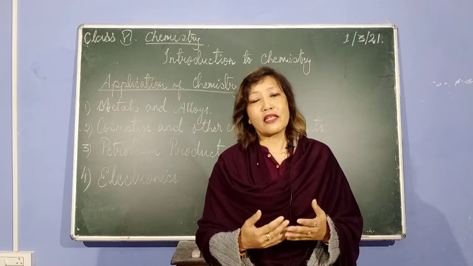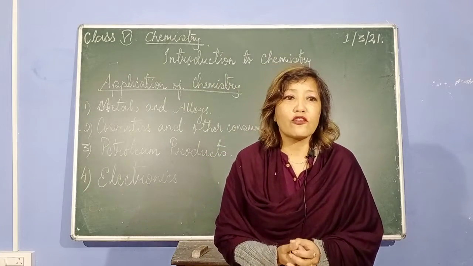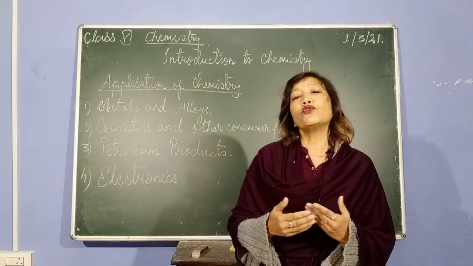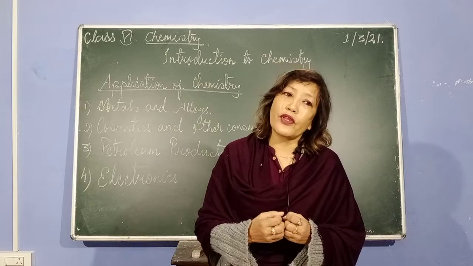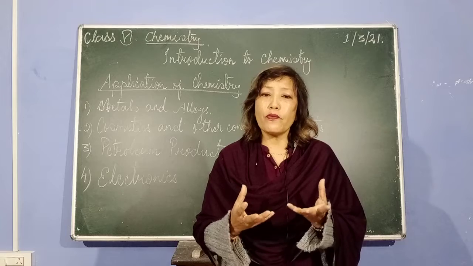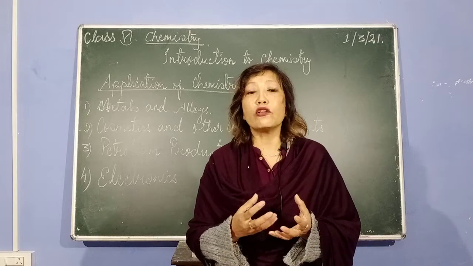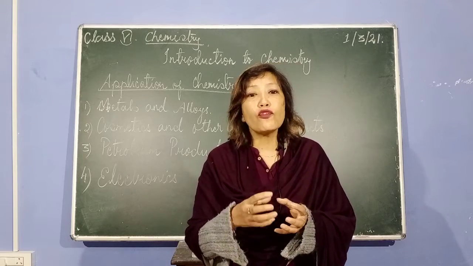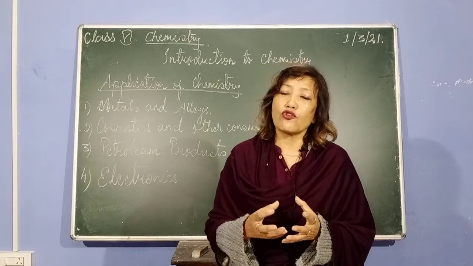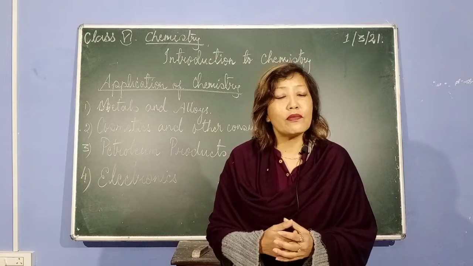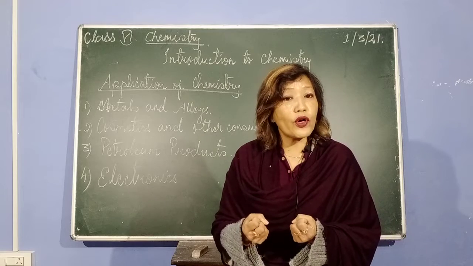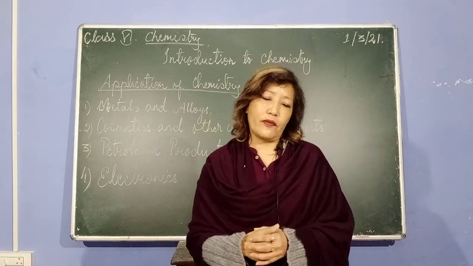Actually, these metals are extracted from their ores by chemical processes. Now, what do you mean by extracting metals from their ores? Ores are a kind of rock or minerals which contain valuable metals in them. So removing those metals from the ores is called extracting metals from ores. This can be done by various chemical processes. So metals are extracted from their ores by the application of chemistry.